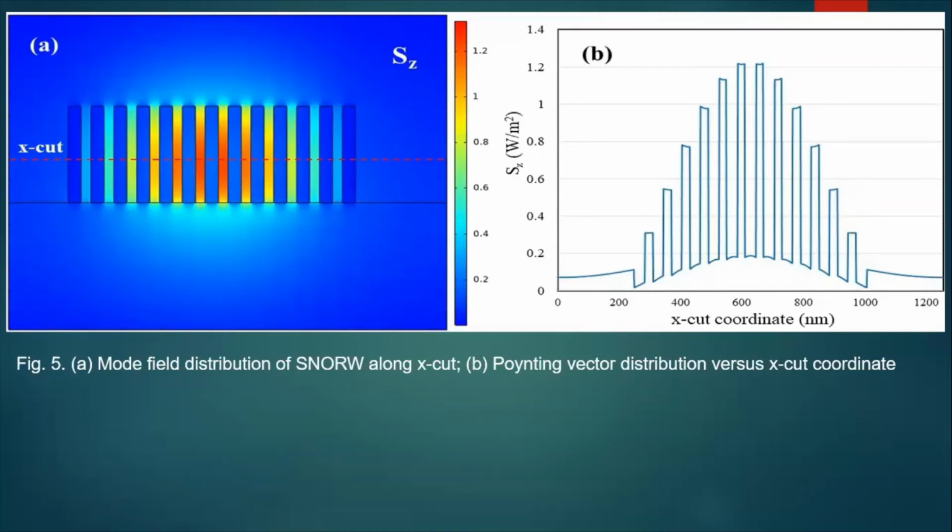Upon taking the Poynting vector distribution versus the x-cut coordinate, we see that the graph obtained has an envelope that is a Gaussian curve. Unlike a Gaussian curve, it is not smooth. There are bars and valleys that represent regions of highs and lows for the Poynting vector value. These bars are there because of boundary changes.